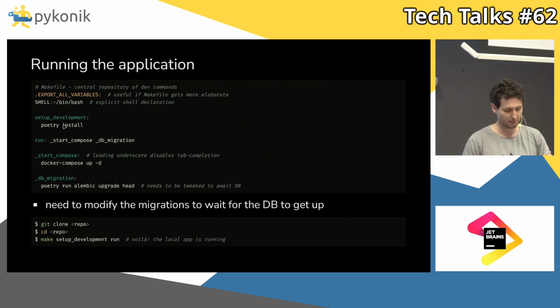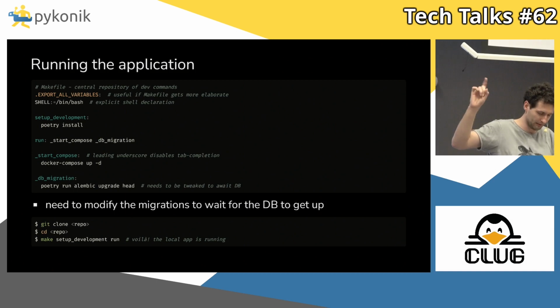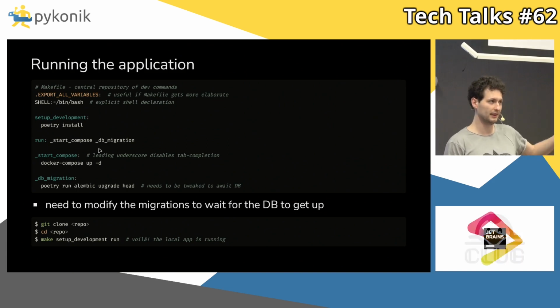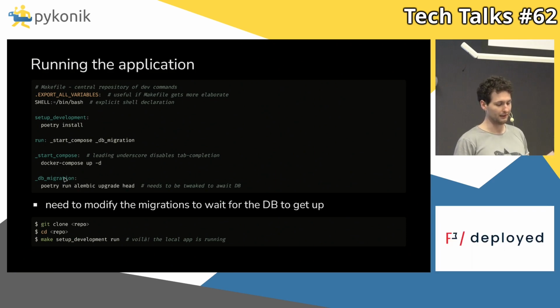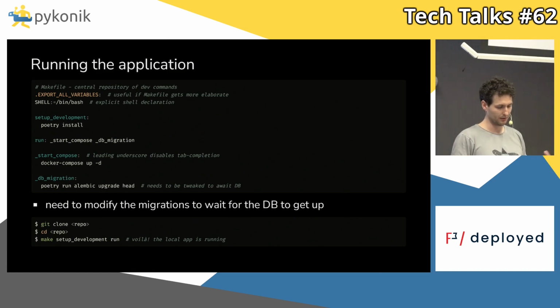Okay, other main commands. Setup development, which just installs all our Python development tools. I'm using Poetry there. That's going to create a nice local virtual environment if you have one flag set up. And then there's run, which is going to start Docker Compose and run the database migrations. These are subcommands: the run target has two sub targets, start compose and DB migration. They're defined here. So you see, Makefile enables you to compose commands together.